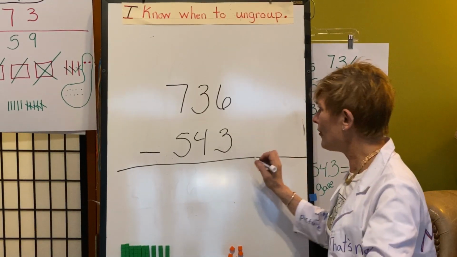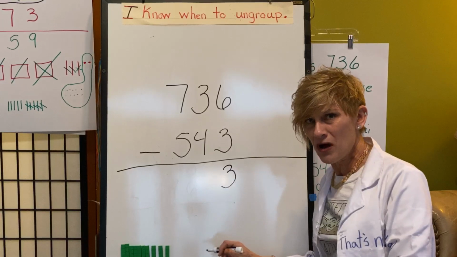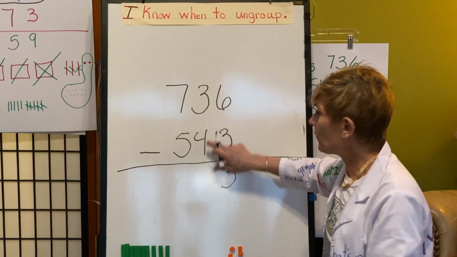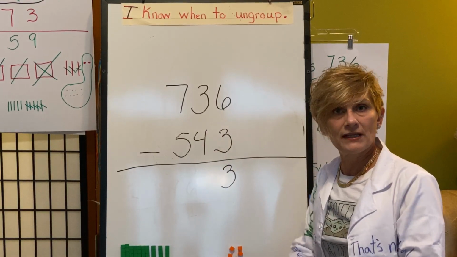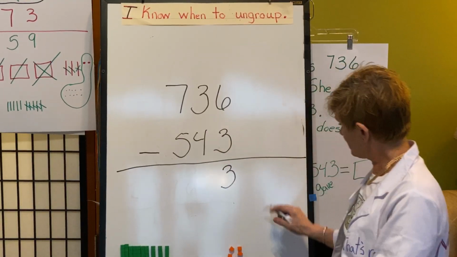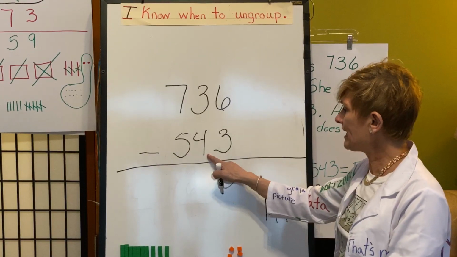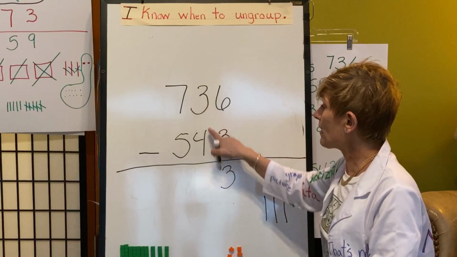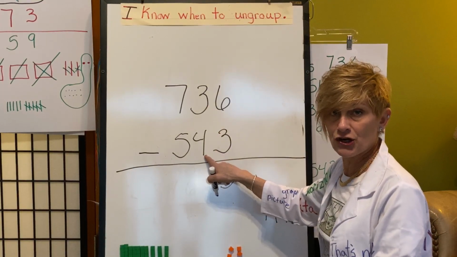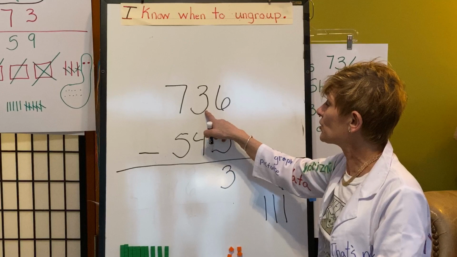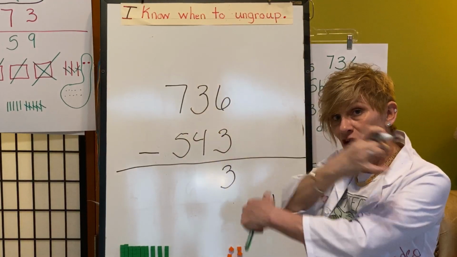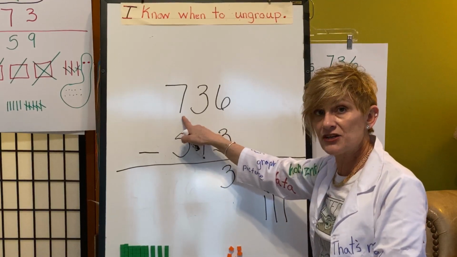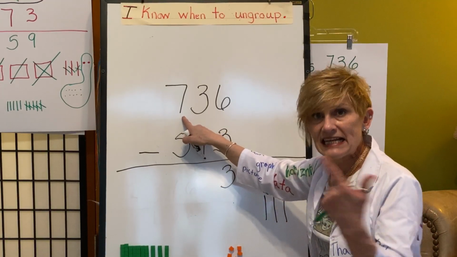You bet. It's a double. 3 tens, take away 4. Really, if I had 3 tens, 10, 20, 30, could I get 4 tens out of there? Nope. There is a greater amount here. So if there's a greater amount, I need to go and ungroup from the next door. There are 7 100s. We can take one of them.